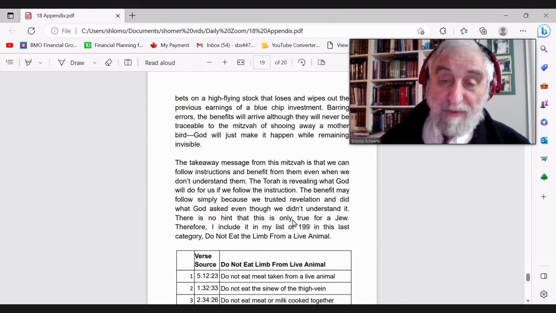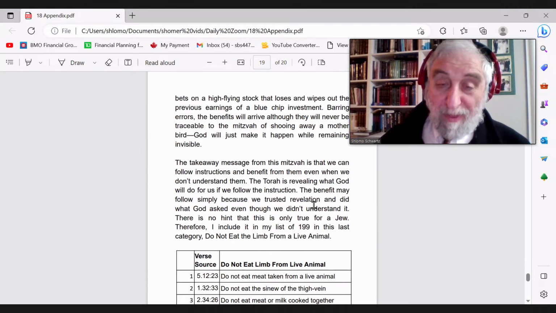The takeaway message from this mitzvah is that we can follow instructions and benefit from them even when we don't understand them. The Torah is revealing what God will do for us if we follow the instruction. The benefit may follow simply because we trusted revelation and did what God asked, even though we didn't understand it. There's no hint that this is the only truth for a Jew. Therefore, I include it in my list of 199 in this last category.